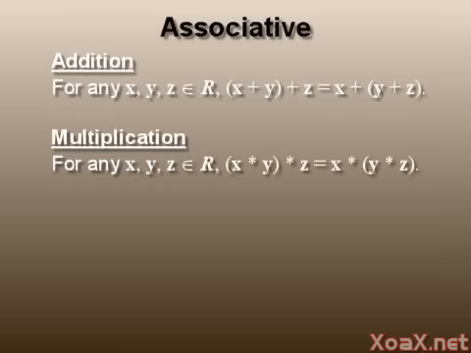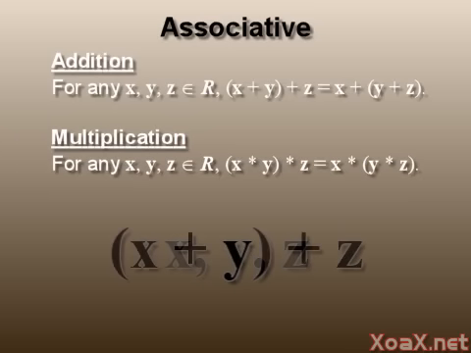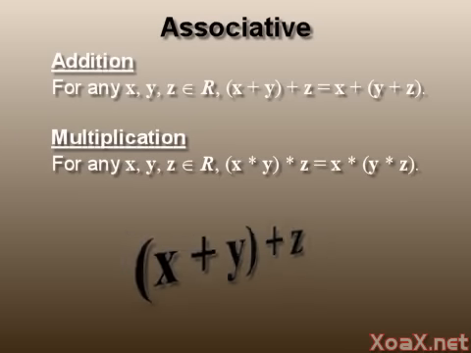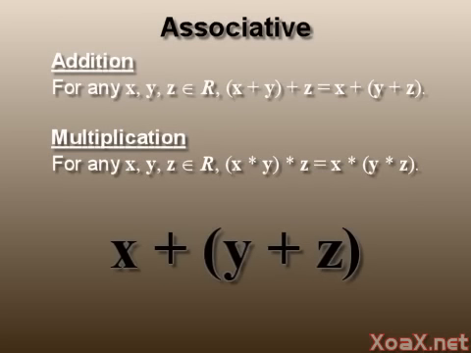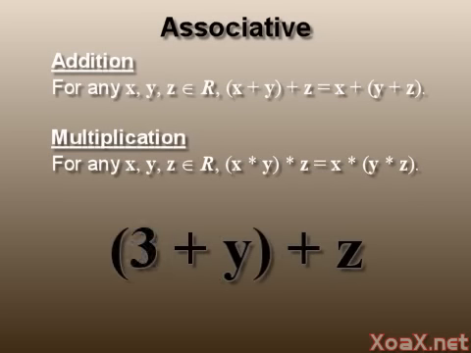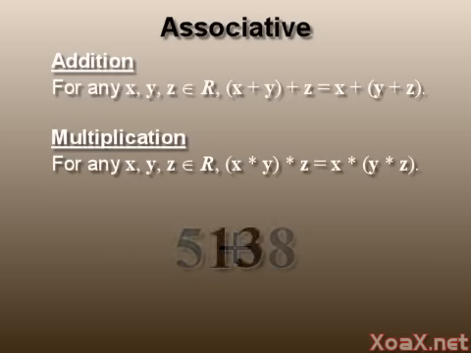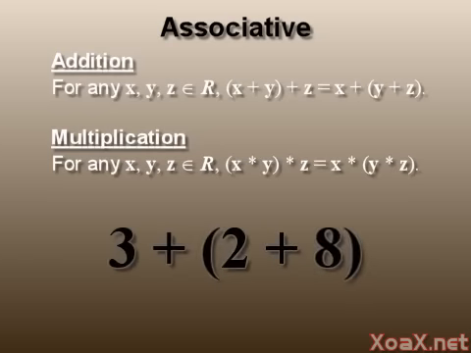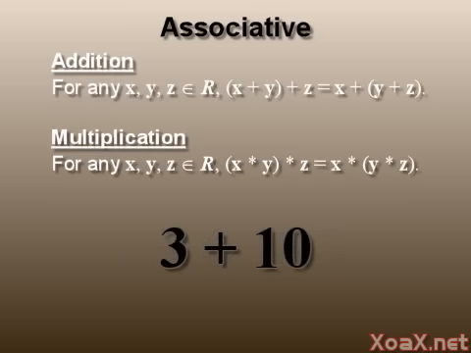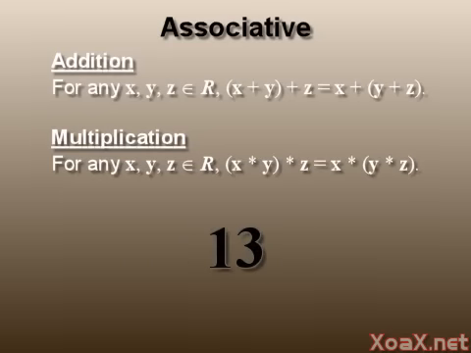Next, we have the associative property. For addition, this says that for any real numbers x, y, and z, adding x to y and then to z is the same as adding y to z and then adding x to that sum. For example, if x is 3, y is 2, and z is 8, we can add 3 and 2 to get 5, and add that to 8 to get 13. On the other hand, if we add the 2 and the 8 first to get 10, and then add 3 to that, we still get 13.